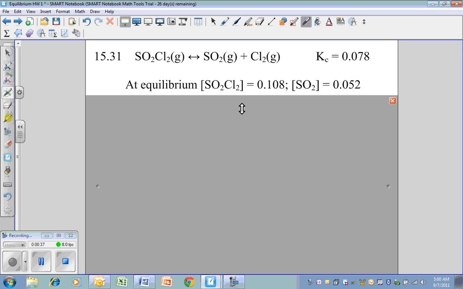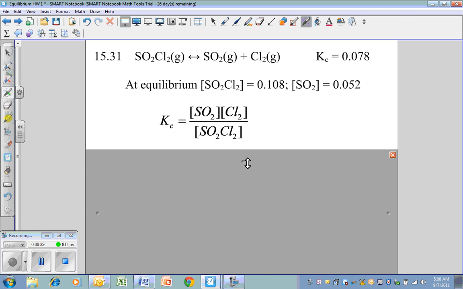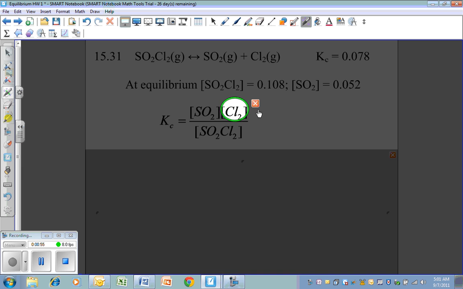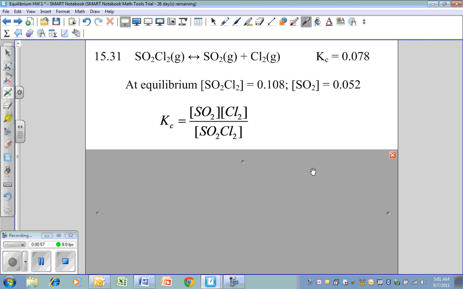Okay? So our first step is obviously we need the equilibrium expression. So once again, we put together an expression. We've got our products over the reactant. This time, though, the one we don't know is one of the chemicals right up here. So we don't know this one, but we do know everything else. So this is just algebra.